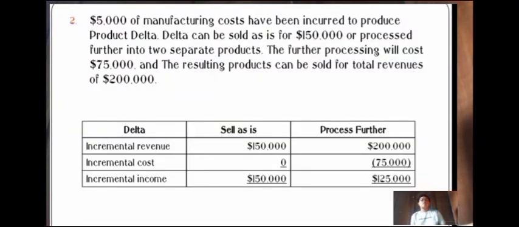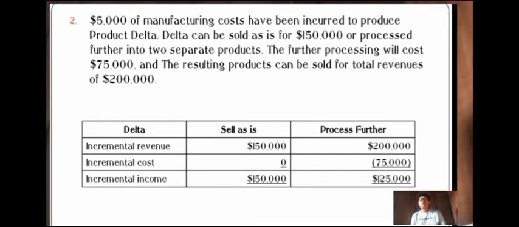So we need another example. Let us go to the next slide. $5,000 of manufacturing costs have been incurred to produce product Delta. Delta can be sold as is for $150,000 or processed further into two separate products, YY and ZZ. The further processing will cost $70,000 and products YY and ZZ can be sold for total revenues of $200,000.